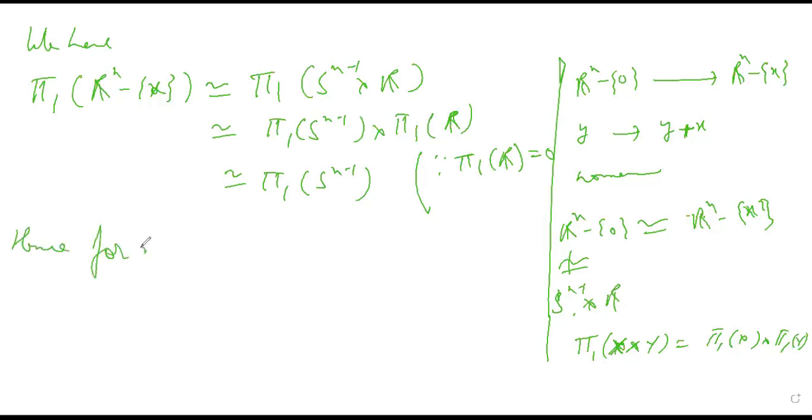Now, hence, for n strictly greater than 2, so if n is greater than 2, meaning n is greater than or equal to 3, so n minus 1 is greater than or equal to 2, so this will be trivial if n is greater than 2. Okay.